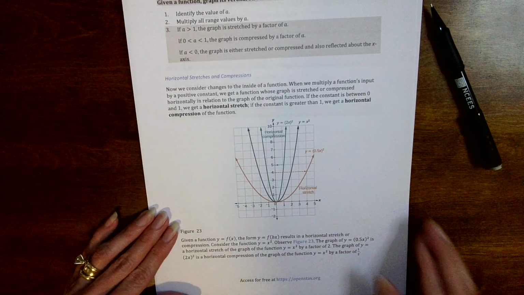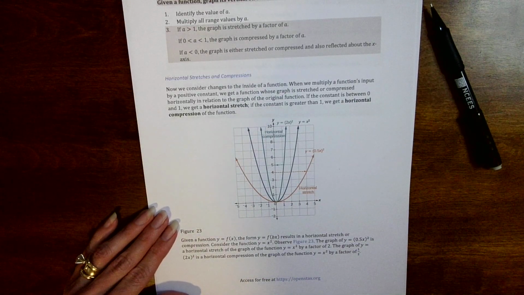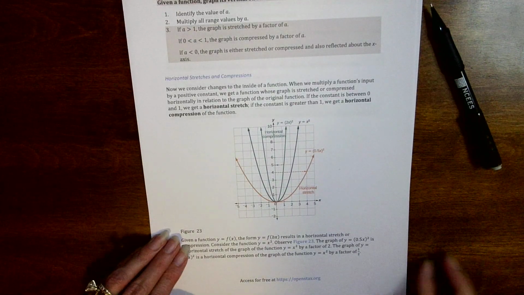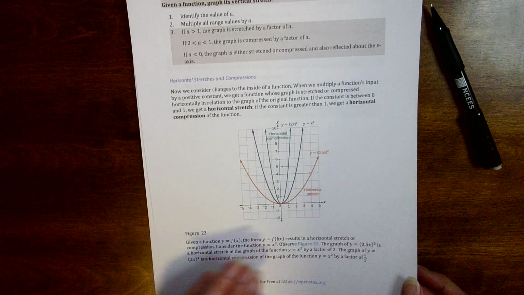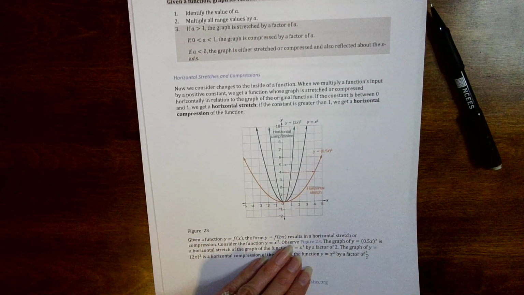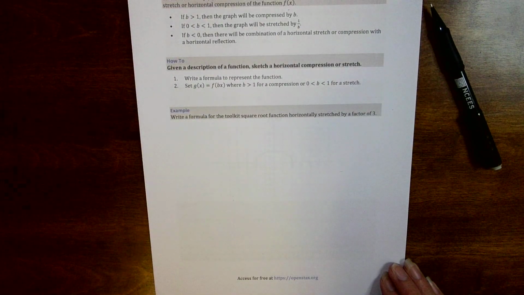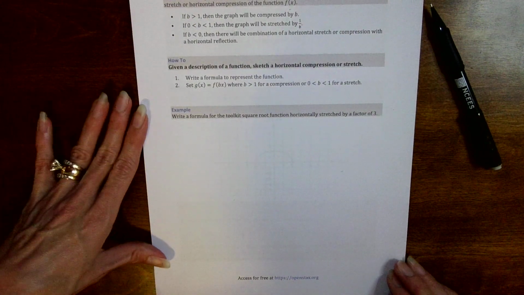So given a function y equals f of x, the form y equals f of b of x results in a horizontal stretch or compression. So like I said, if it's a whole number, you're going to have a compression. You're going to squish it, and then if you have a fraction or decimal, it's going to stretch.